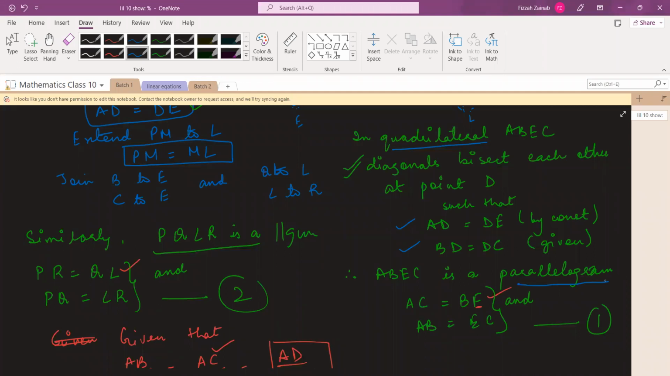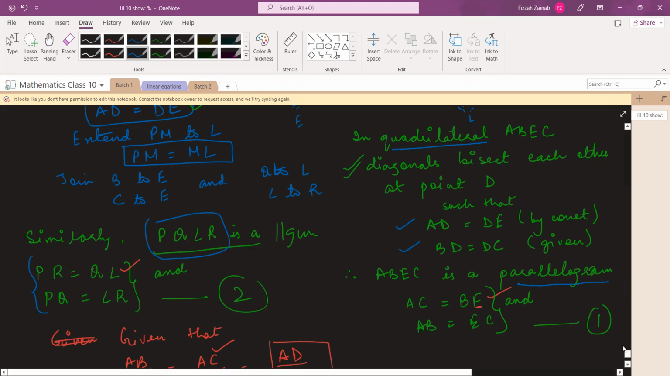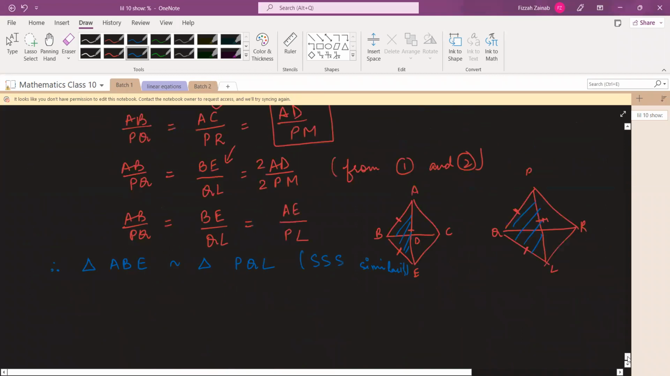And now because it's a parallelogram, the opposite sides are equal, correct? Yes, so I have got AC is equal to BE and AB is equal to EC. Similarly, in the other one, we can write similarly, no need to show it. So PQLR is also a parallelogram, and then I'll get this. So opposite sides are equal, correct? So this much we have done. We have proved them to be parallelograms.